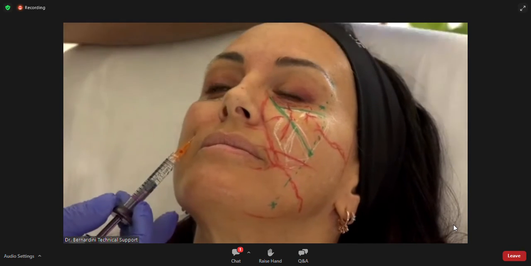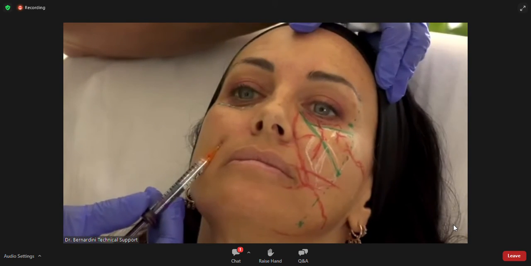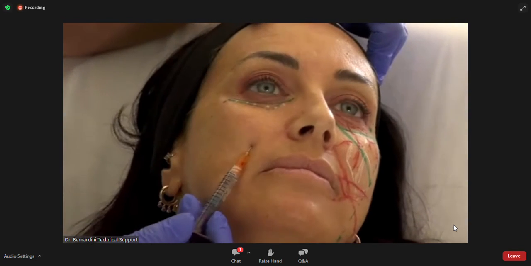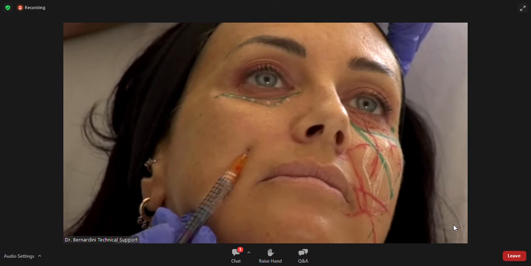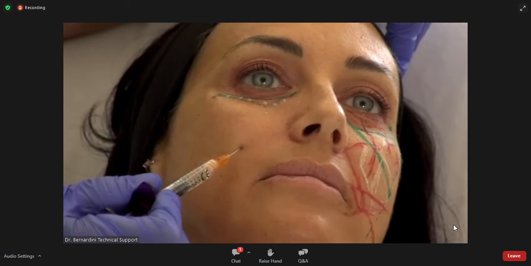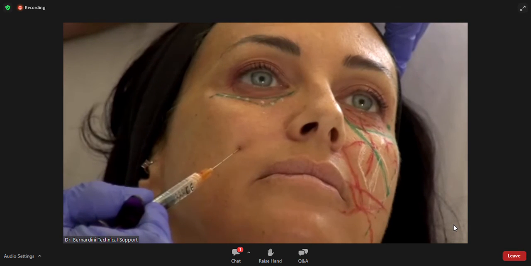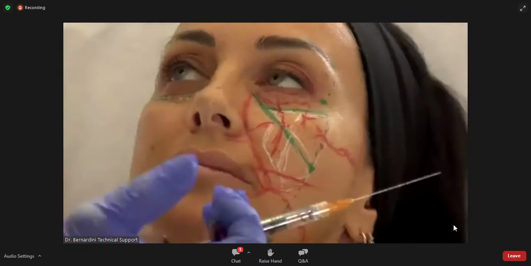Okay, so you see me here on the medial aspect. We need to get a better angle. The tip of my camera is way up there, so I'm going to stay deep. I deliver very tiny aliquots of product there as I come out with my cannula, so just giving support to the ligaments.